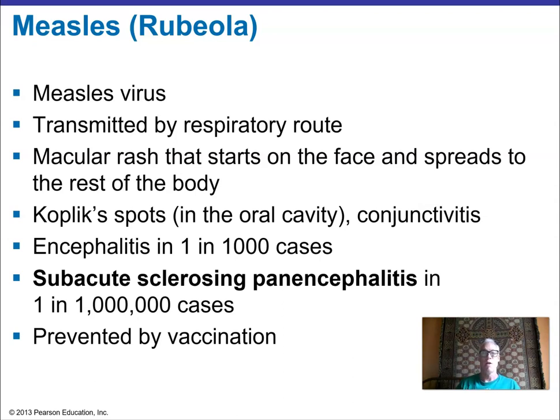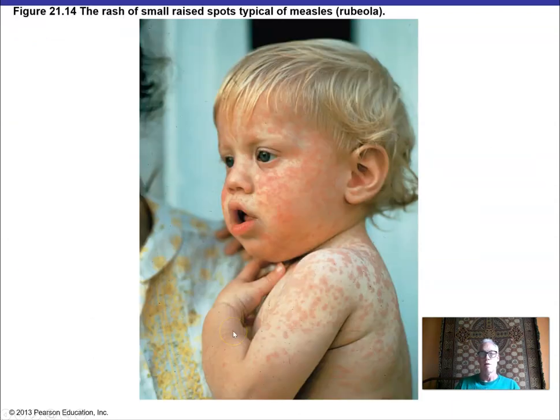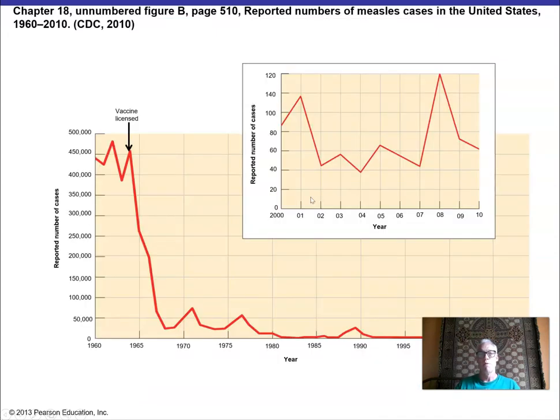If you have all the children in a population getting the measles, which is what used to happen, then there's an unacceptable number of children that are dying or being very drastically damaged by this disease. So vaccine campaigns have had a great deal of luck vaccinating against measles. Here's a little champ with measles.